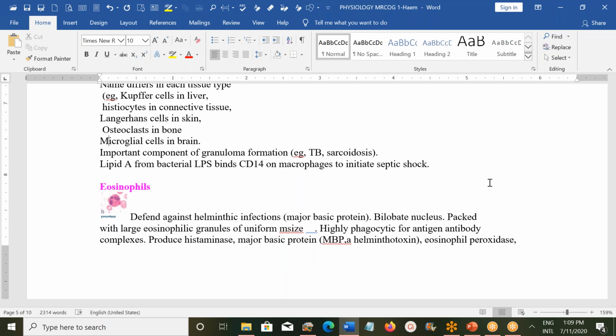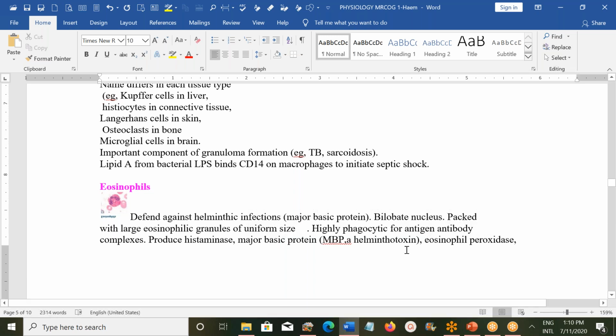Eosinophils are the pinkish appearing cells, maybe the only WBCs which appear pinkish on staining. These eosinophils defend against helminthic infections because they have major basic protein. So if there is worm infestation, then your patient will have a high eosinophil count. They have a bilobed nucleus, and they are packed with large eosinophilic granules of uniform size. That is the point, okay? The granules are going to be of the same type.